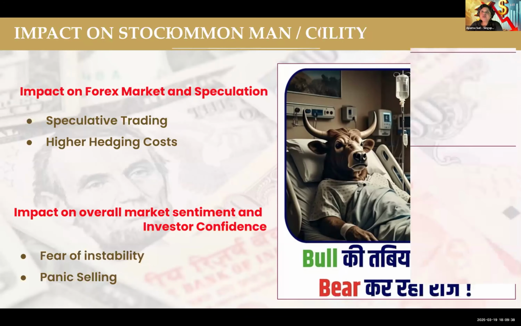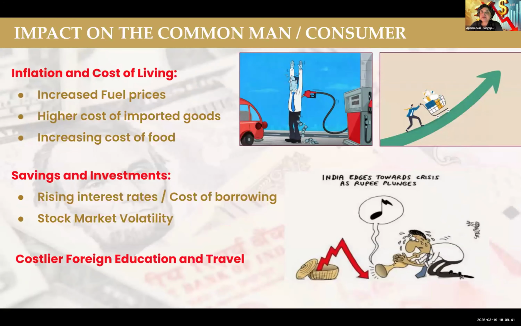A depreciating rupee affects the common man by increasing expenses and financial strain. When inflation rises, fuel prices go up, making transportation and essential goods like food and electronics costlier. Imports become expensive, further burdening households. Savings take a hit as loan interest rates rise, making EMIs costlier, while stock market fluctuations impact investments.